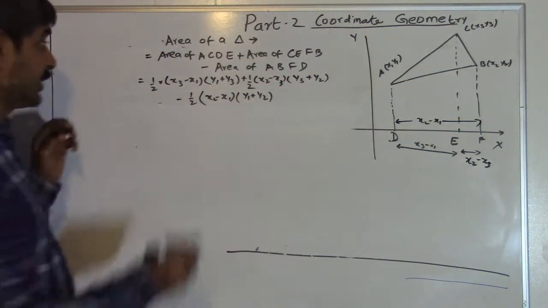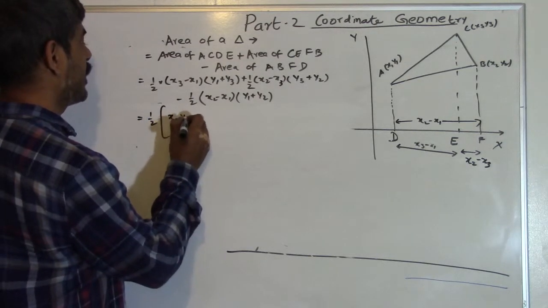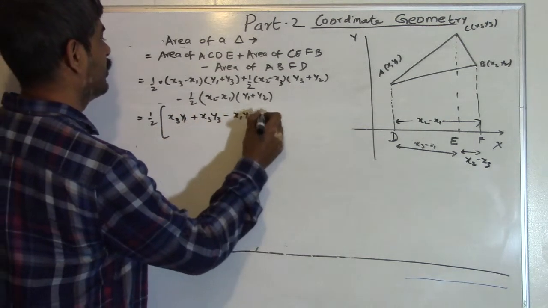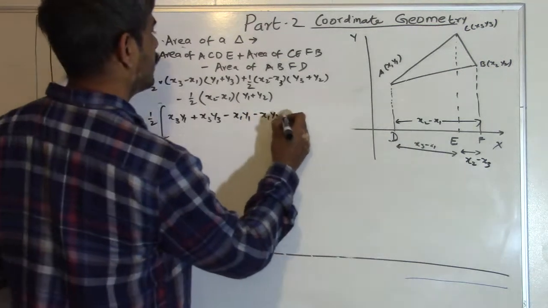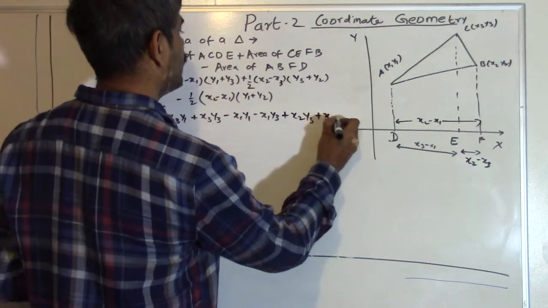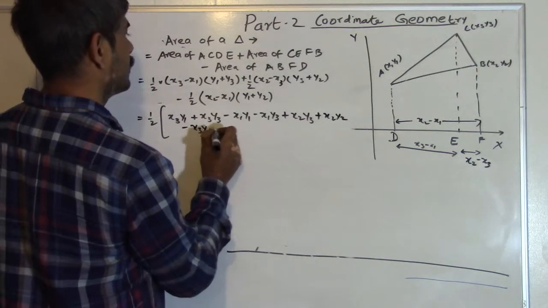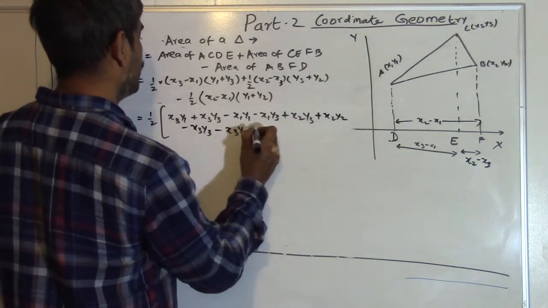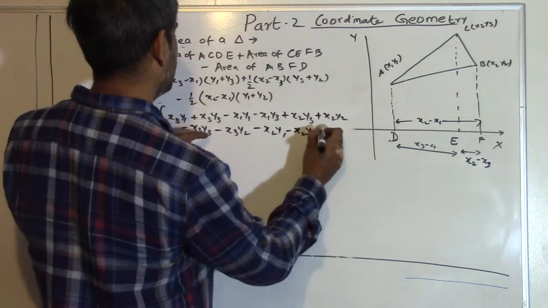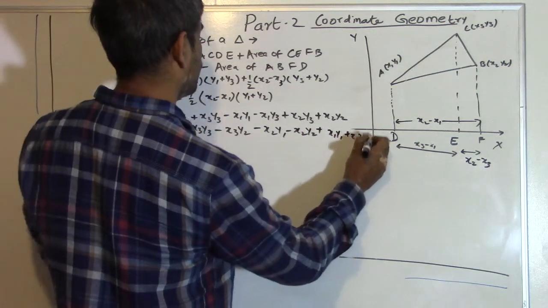Now we can expand it. x3 y1 plus x3 y3 minus x1 y1 minus x1 y3 plus x2 y3 plus x2 y2 minus x3 y3 minus x3 y2 and then minus x2 y1 minus x2 y2 plus x1 y1 plus x1 y2.